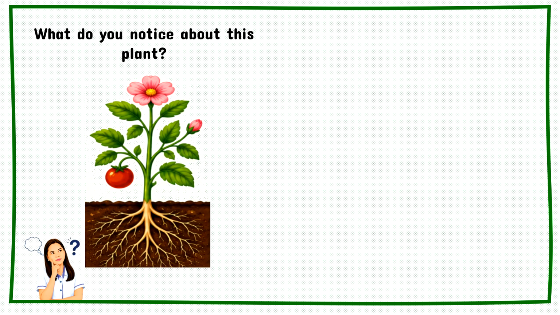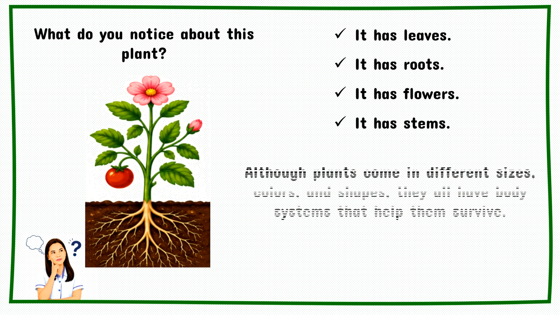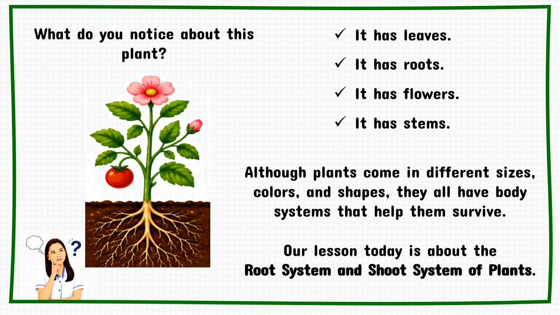What do you notice about this plant? That's right. It has leaves, it has roots, it has flowers, and it has stems. Although plants come in different sizes, colors, and shapes, they all have body systems that help them survive. And our lesson for today is about the root system and shoot system of plants.